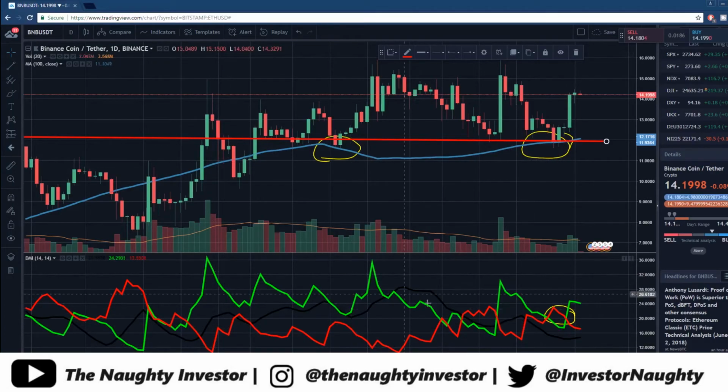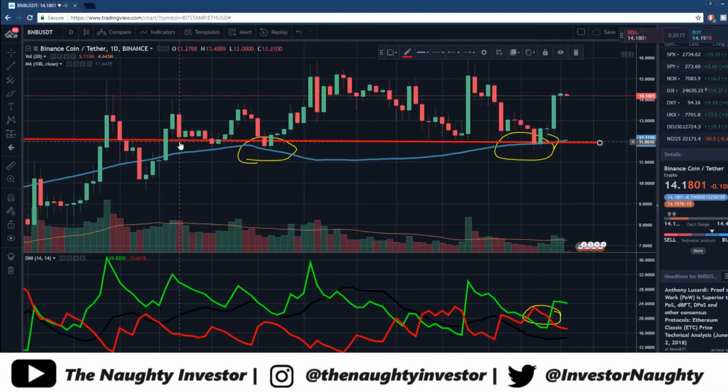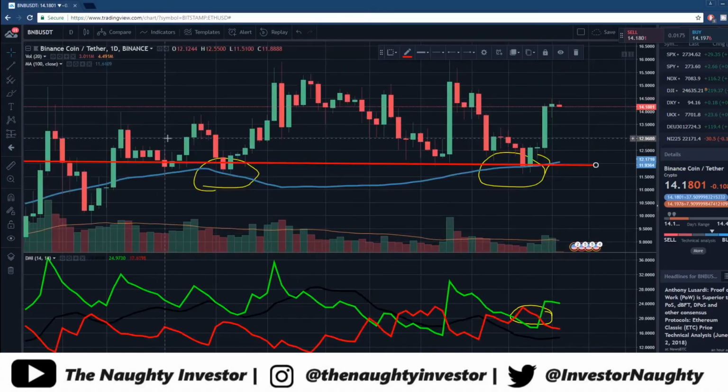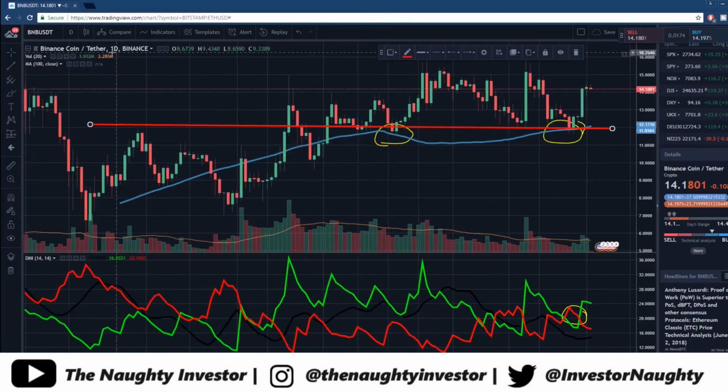And on the DMI, we have a lot of really good signs, where the green line is going above the red line, and the black line also is not going too high, because if it goes too high, it typically indicates a very similar sign as it would on RSI. So this is Binance Coin. This is in no way a sponsored video. I have no affiliation with Binance. But I did want to just throw this out there because I think it's a really good outlook right now.